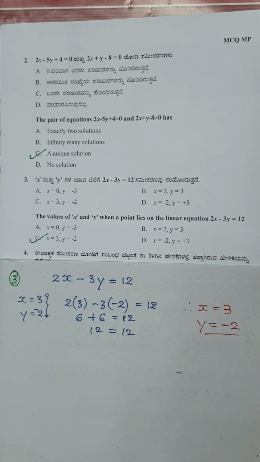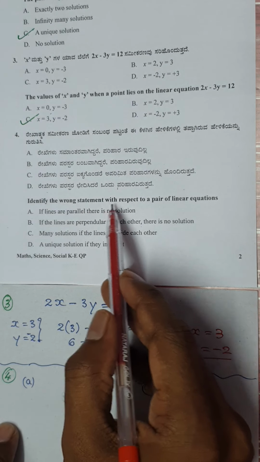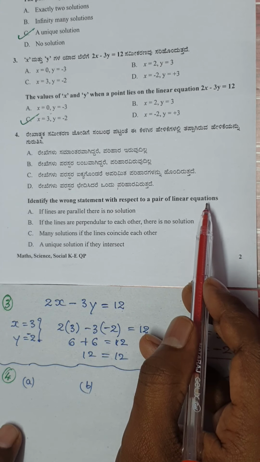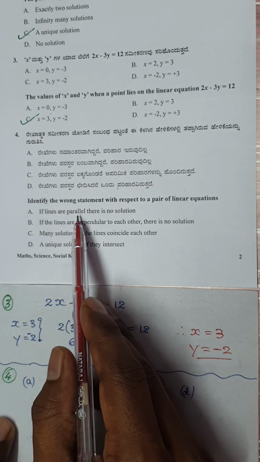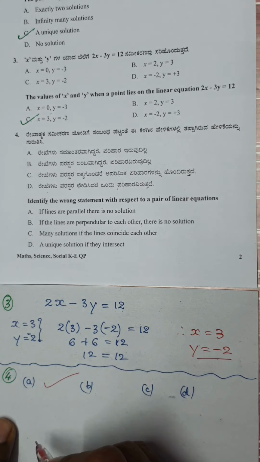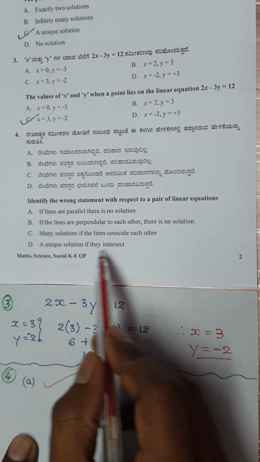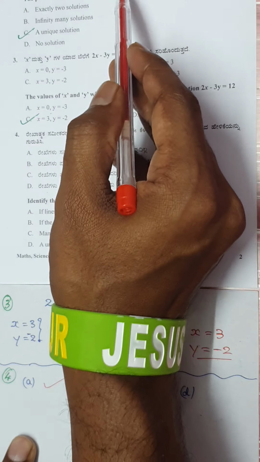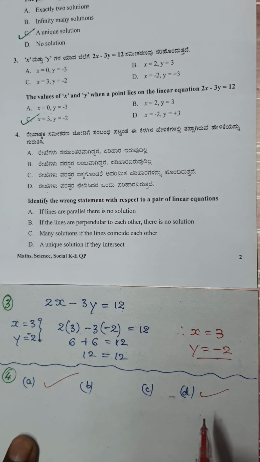Let's move on to question number 4. Identify the wrong statement with respect to a pair of linear equations. You have to find out which statement is wrong. If lines are parallel, there is no solution. Definitely this statement is correct. Now, we have just checked that a unique solution means they intersect. We saw that this line is intersecting, which means they have a unique solution. So option D is also right.